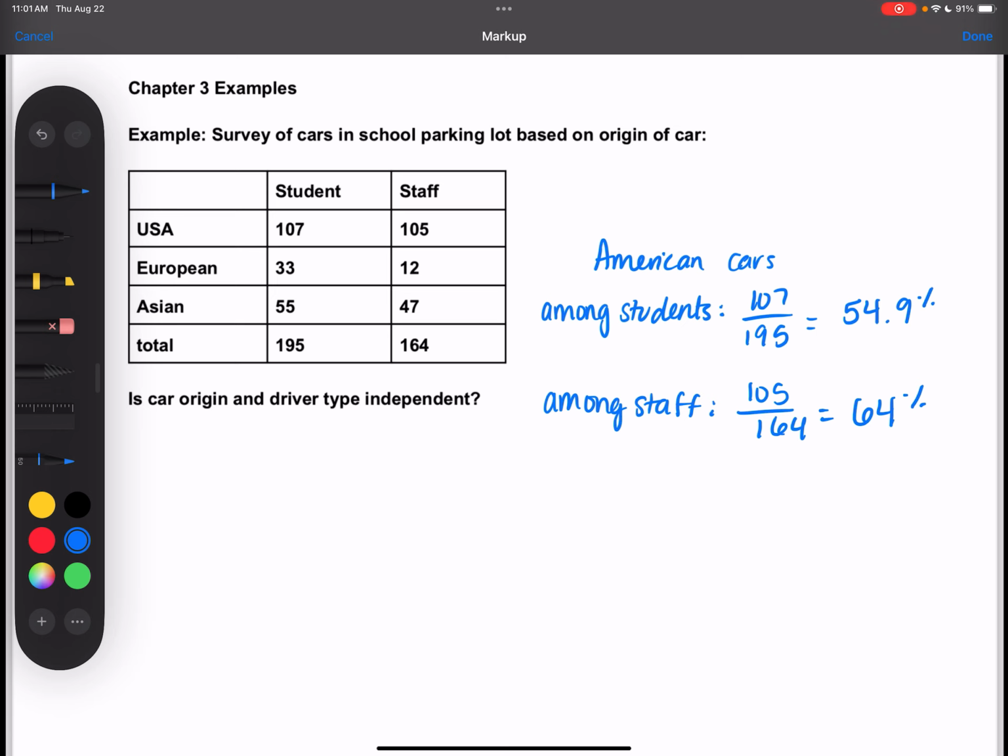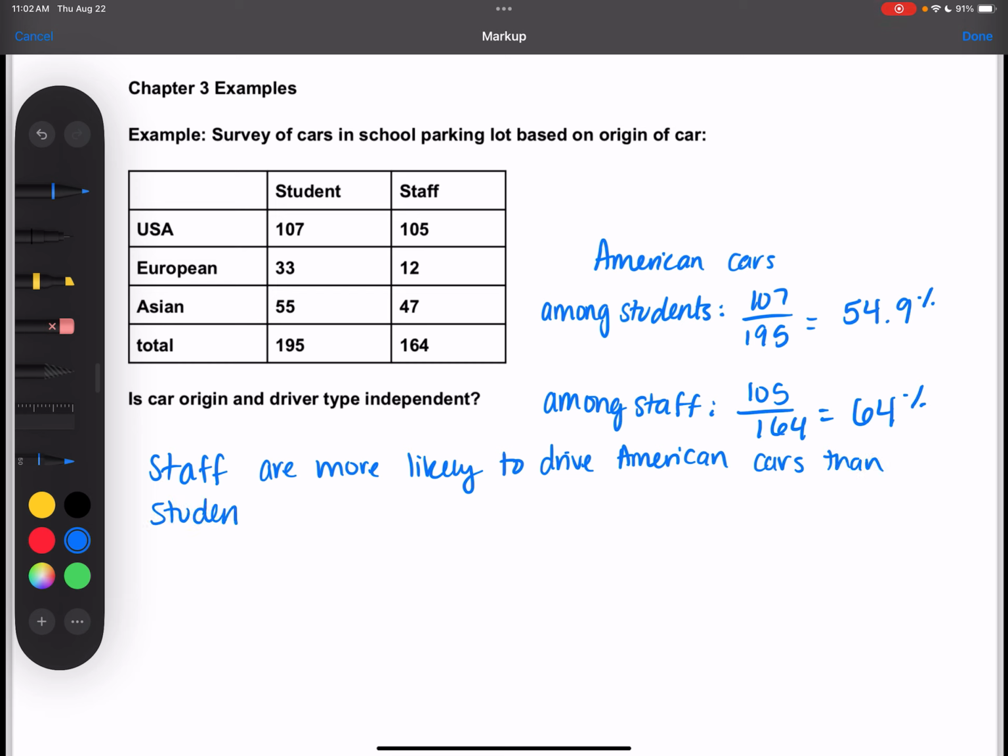So basically what we can see is that staff is more likely to drive an American car than a student, because 64% drive an American car, but only, we can just round it to make it easy, 55% of students drive an American-made car. So staff are more likely to drive American cars than students. So events are not independent.